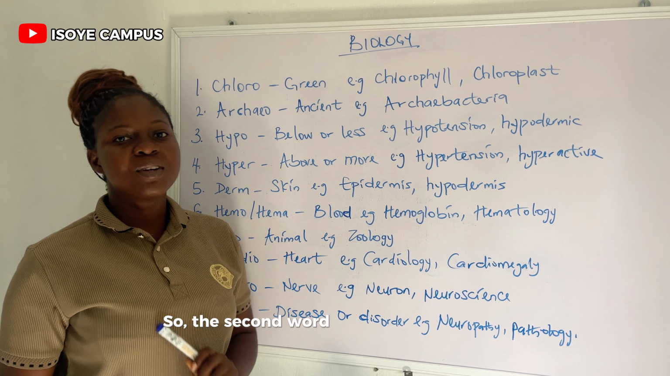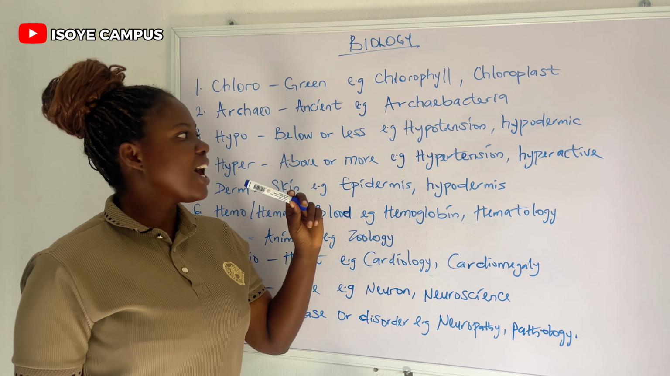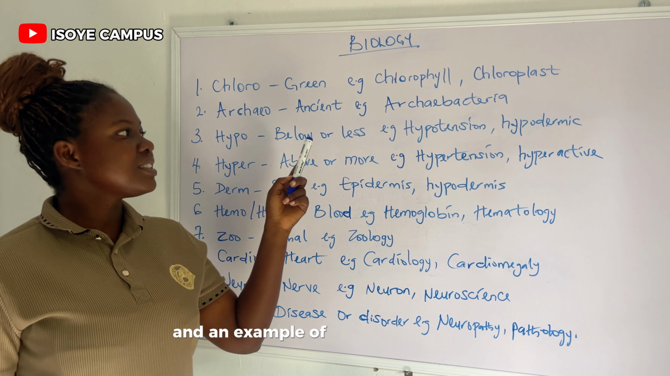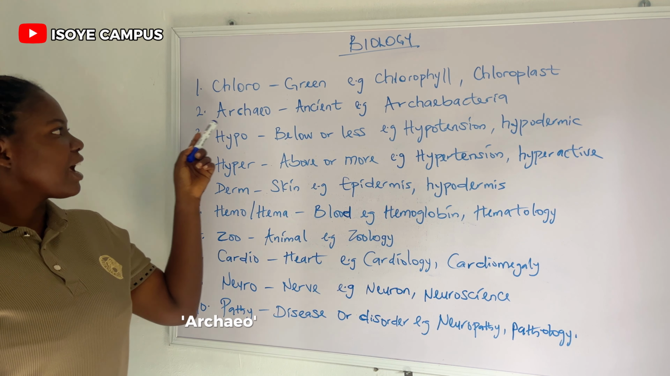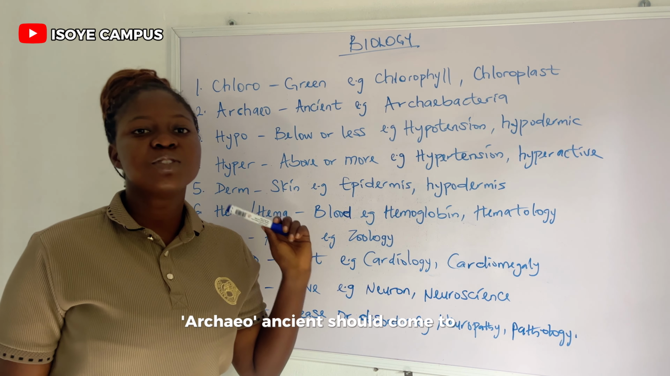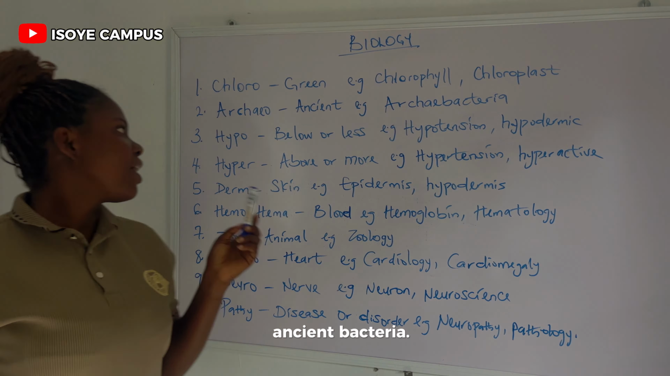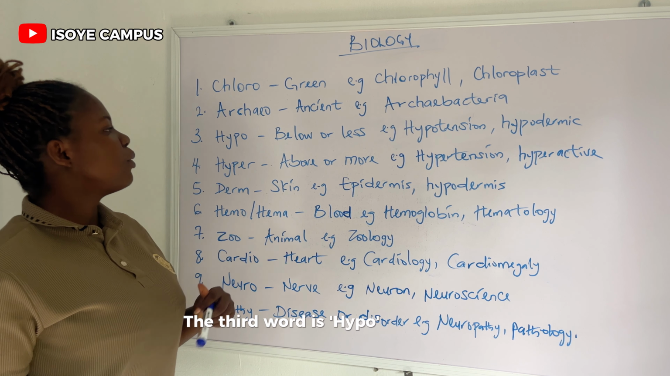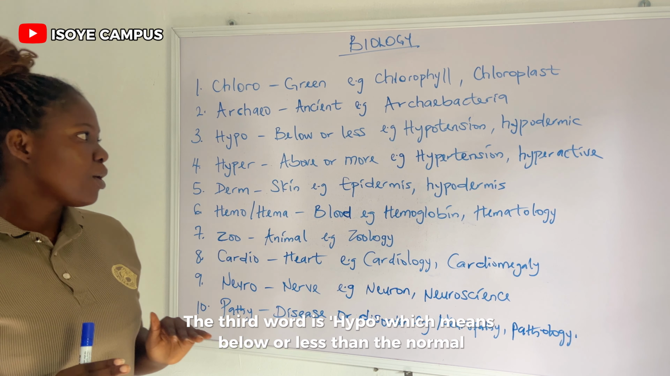So the second word on my list is archaeo, which means ancient, and an example of that is archaebacteria. So anytime you see the word archaeo, ancient should come to your mind. Archaebacteria means ancient bacteria. The third word is hypo, which means below or less than the normal proportion.